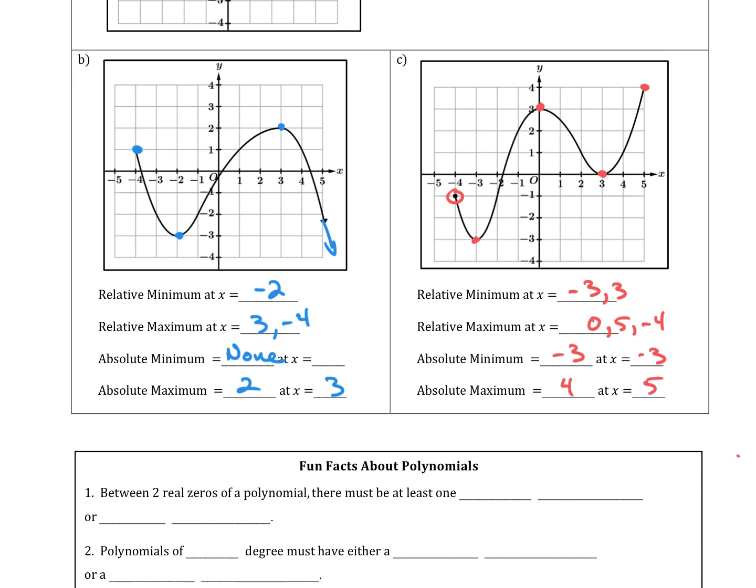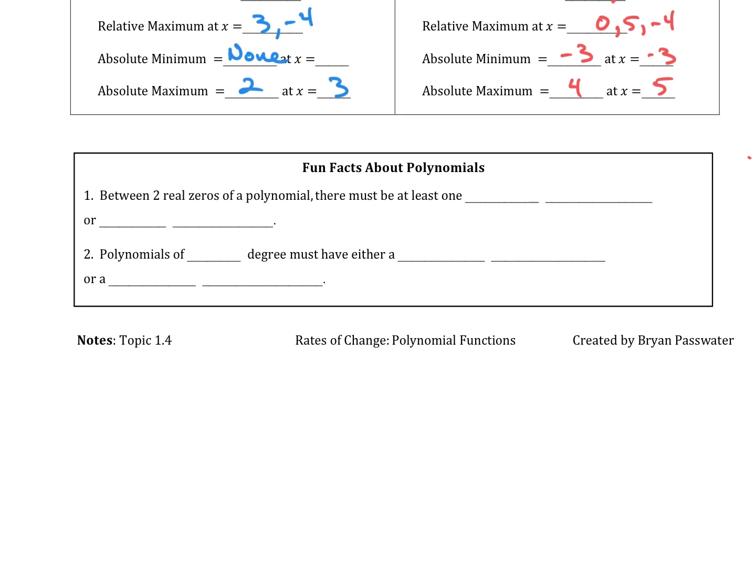So now let's talk about some fill in the blanks, and I'm going to kind of explain things as we go. So between two real zeros of a polynomial, there must be at least one relative or local minimum or relative or local maximum.